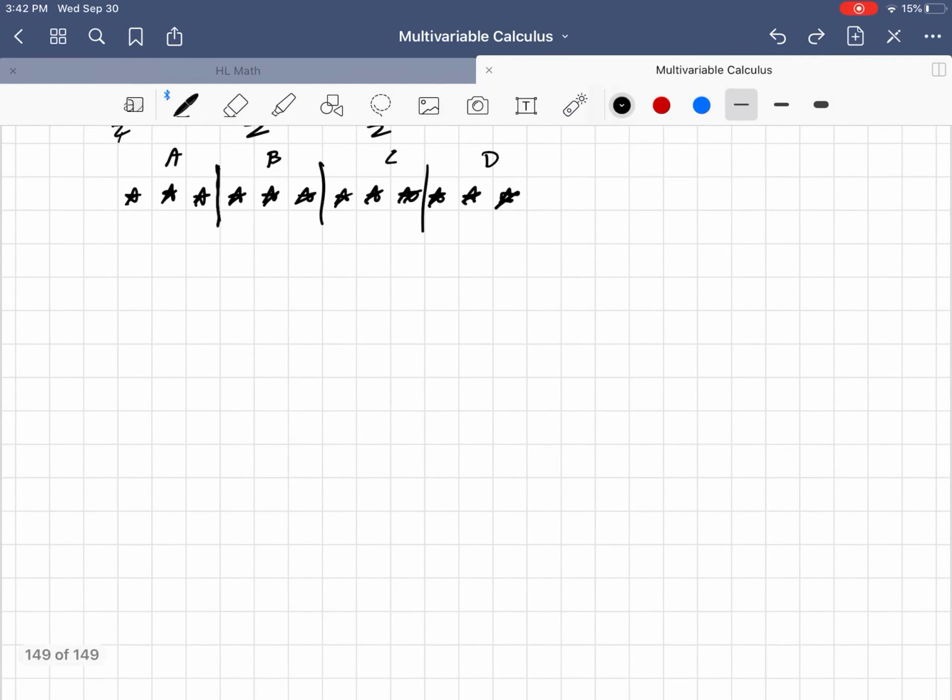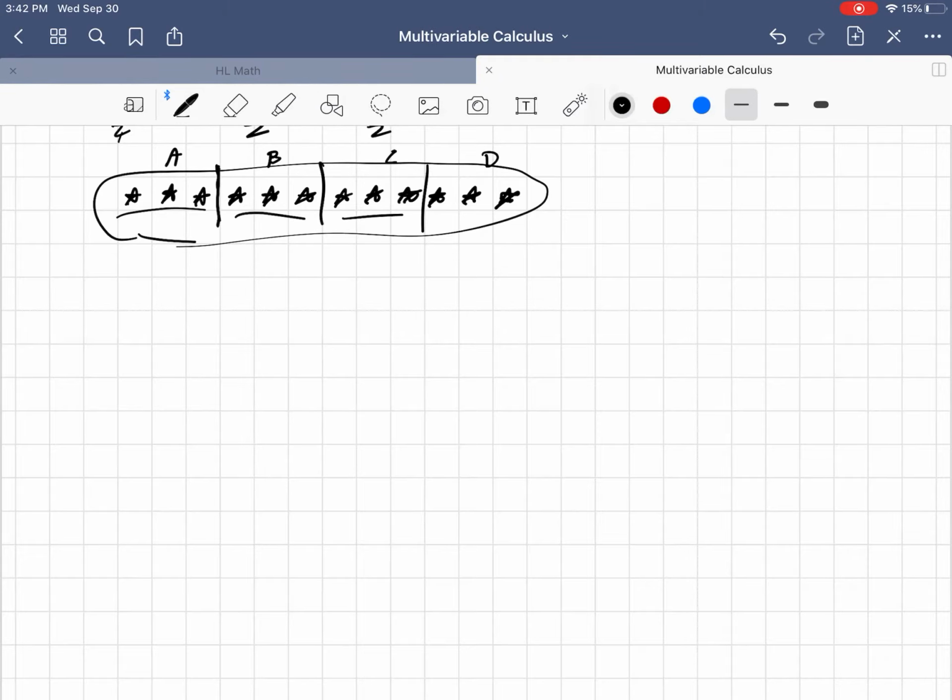So what we can now do is consider all of these stars and bars, that's where the name comes from, as their own slots altogether. So we have 12 stars and 3 bars, making a total of 15 slots. So 1, 2, 3, 4, 5, 6, 7, 8, 9, 10, 11, 12, 13, 14, 15. So we have 15 slots.